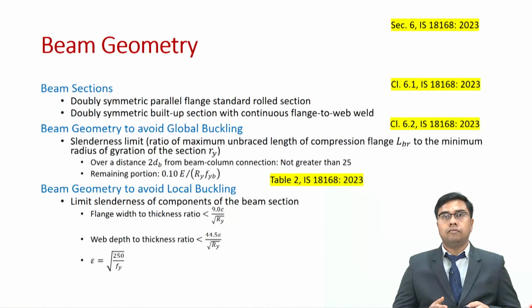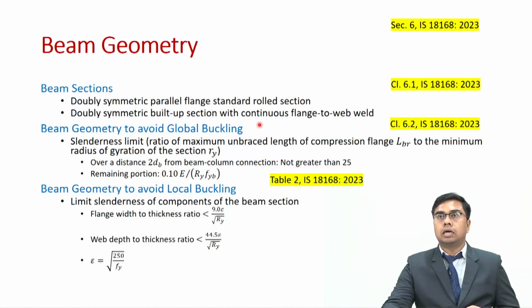So, the first thing which we will look into in the design of beams is the selection of an appropriate beam section. In this case, for good seismic resistance, we will be selecting only doubly symmetric sections. It may be a standard rolled section or a built up section. But in case of a built up section, we need to have a continuous flange to web weld. We cannot get away with a tack weld.